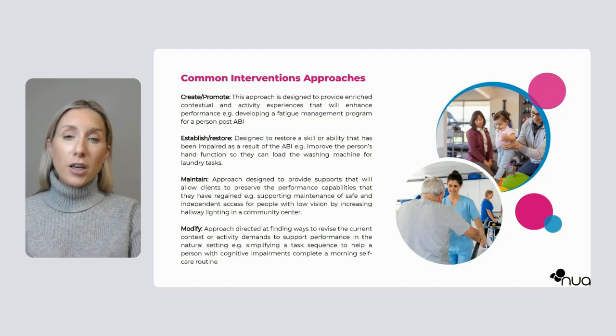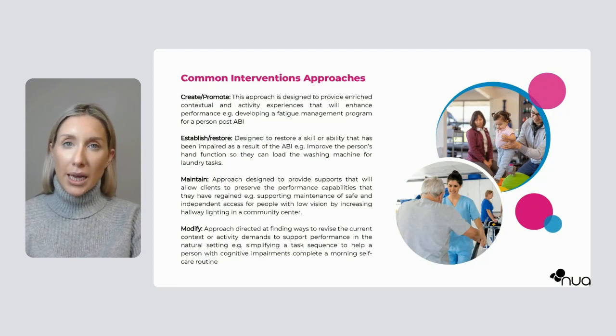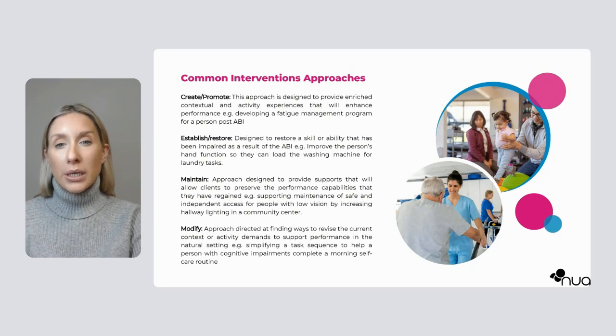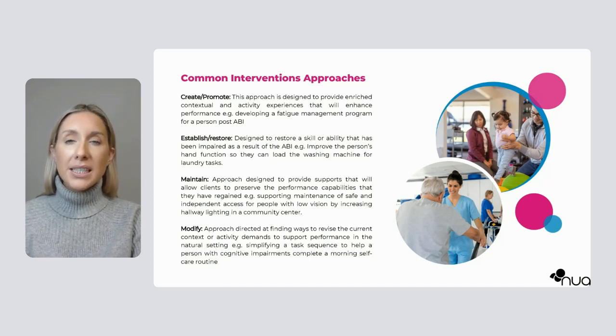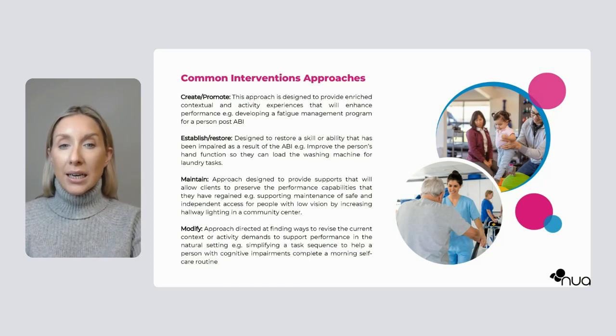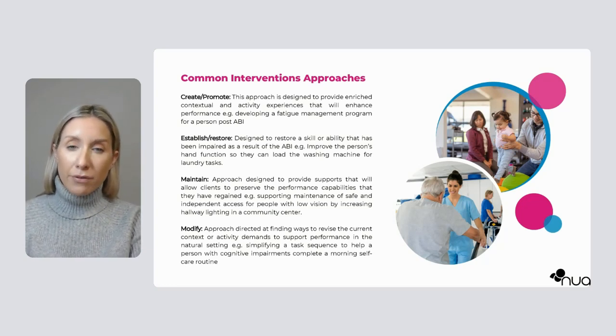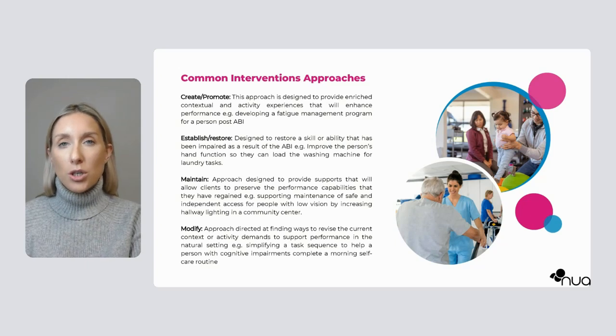In relation to creating and promoting, this approach is designed to provide enriched, contextual, and activity experiences that will enhance performance, and that might include developing and implementing a fatigue management program for a person post ABI. In terms of establishing and restoring, this approach is designed to restore a skill or ability that has been impaired as a result of the ABI. So that might be improving the person's hand function so that they can load the washing machine for laundry tasks, for example.